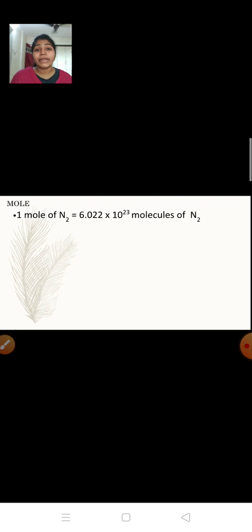Let us take one more example. 1 mole of nitrogen molecule. It will contain 6.022 into 10 raised to 23 molecules of nitrogen. So now let us find the mass. For that we will calculate the molar mass. Now we know atomic mass of nitrogen is 14. Over here we have 2 atoms of nitrogen. So 14 multiplied by 2 will give me the answer, that is 28 gram. Okay, so the molar mass of nitrogen molecule is 28 gram.